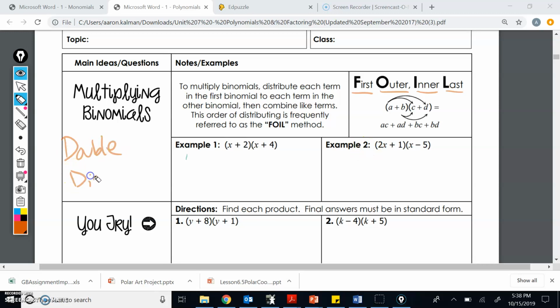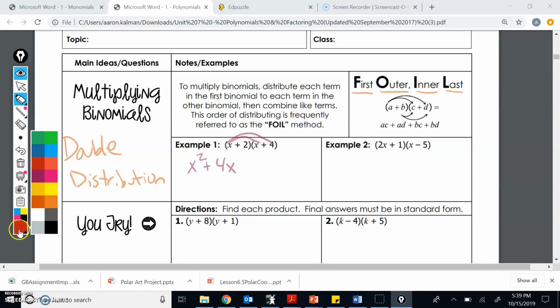I call it double distribution. So you guys are masters at distribution. What multiplying a binomial and a binomial is, it's basically doing distribution twice. Let me show you. Here we have the first number. We're going to distribute it to these to make it x times x is x squared, and then x times 4 is 4x. But then, since it's a binomial, you need to distribute it this way as well. 2 times x is 2x, and then 2 times 4 is 8. So you're doing distribution twice to each number.